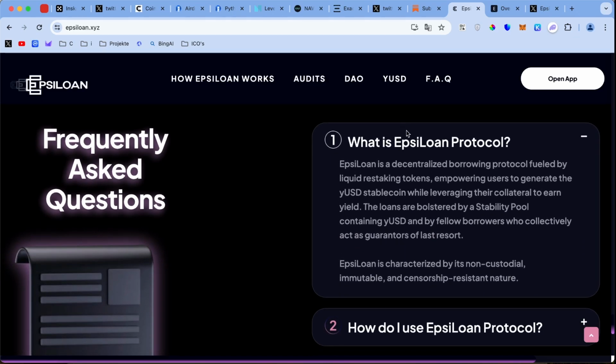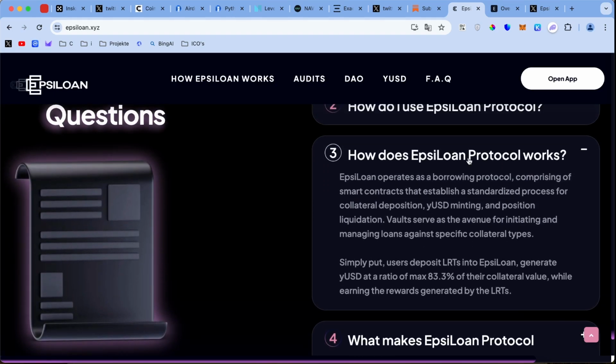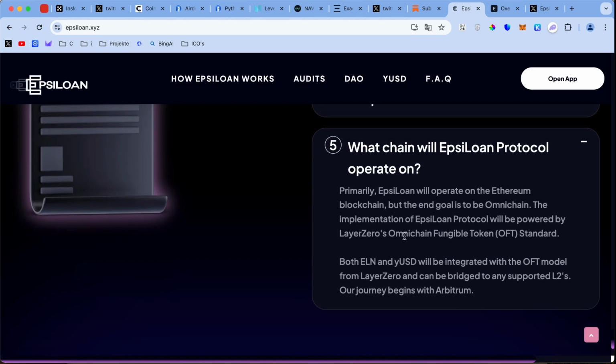There's also an FAQ with a lot of different questions: how the Epsilon protocol works, how everything works, what chains it will operate on, and that's something very important. Epsilon will operate on the Ethereum blockchain, but the end goal is to be omni-chain. Both N and YUSD will be integrated with the OFT model from LayerZero and can then be bridged to any supported layer 2s, but the journey starts with Arbitrum.